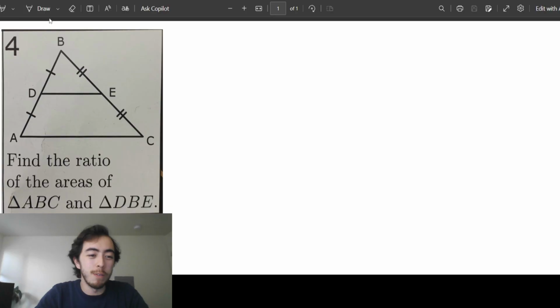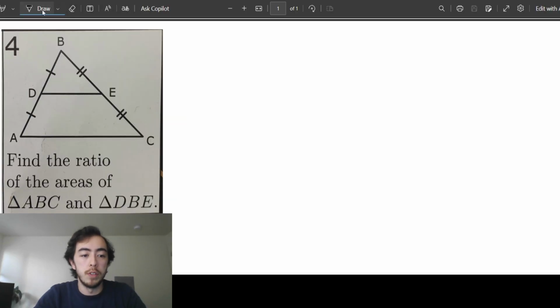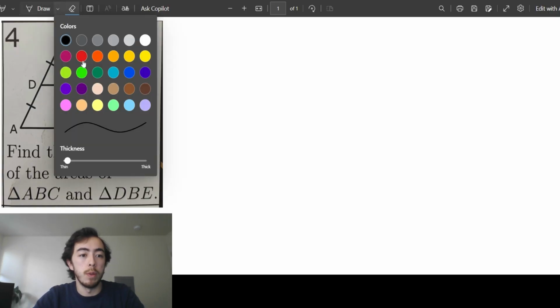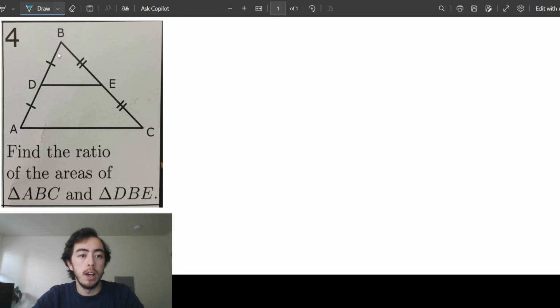Okay, we need to find the ratio of the areas of triangle ABC. That's going to be the big one. And triangle DBE, that's going to be this small one right here. Okay, I guess the first thing that I want to prove is that these two shapes are similar to each other. And to prove that shapes are similar, one thing you can do is just show that their angles are all the same. And since the small and big triangles both share this top angle right here, I know that this angle is going to be the same for both of them.